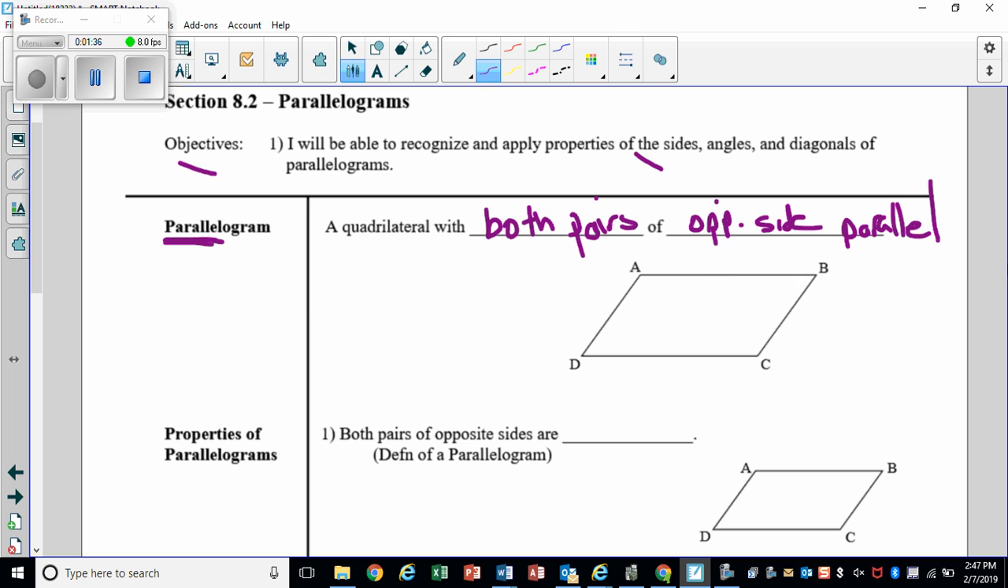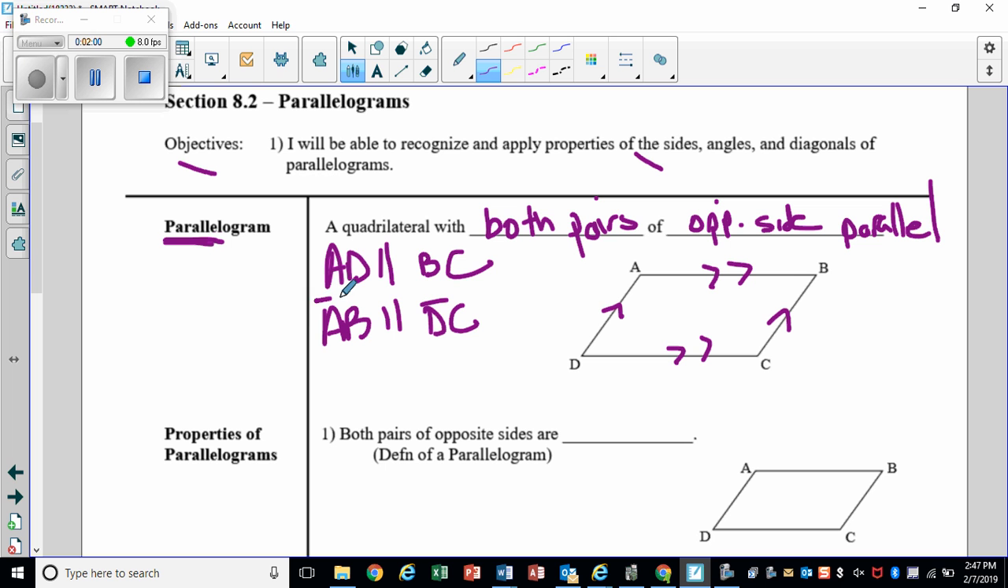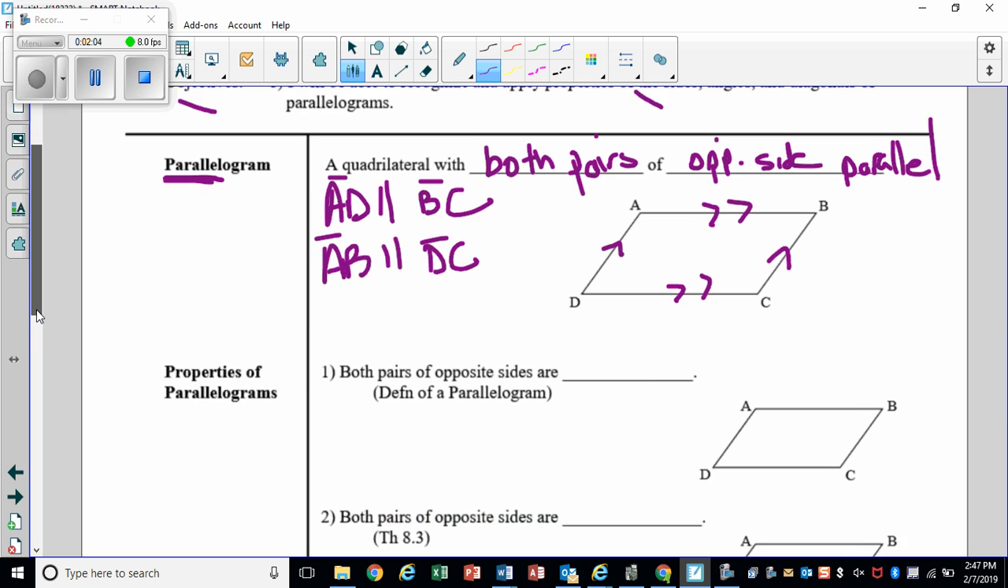that is the definition, meaning both pairs: this pair here, AB, is parallel to DC, and the other pair, AD, is parallel to BC. That's what makes it both pairs. So I can write it as AD is parallel to BC, and AB is parallel to DC. Those are the pairs we're talking about. So that's the foundational definition of it.